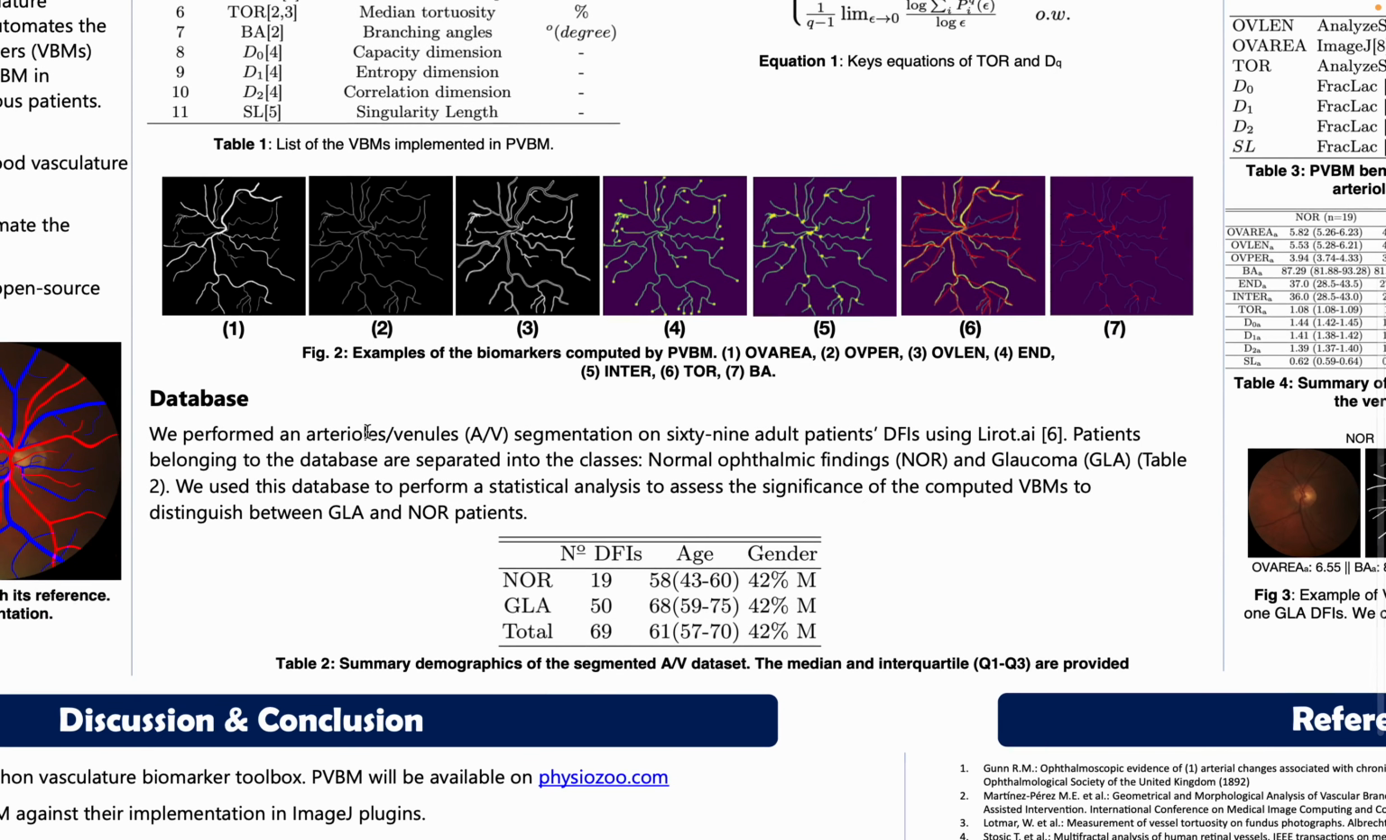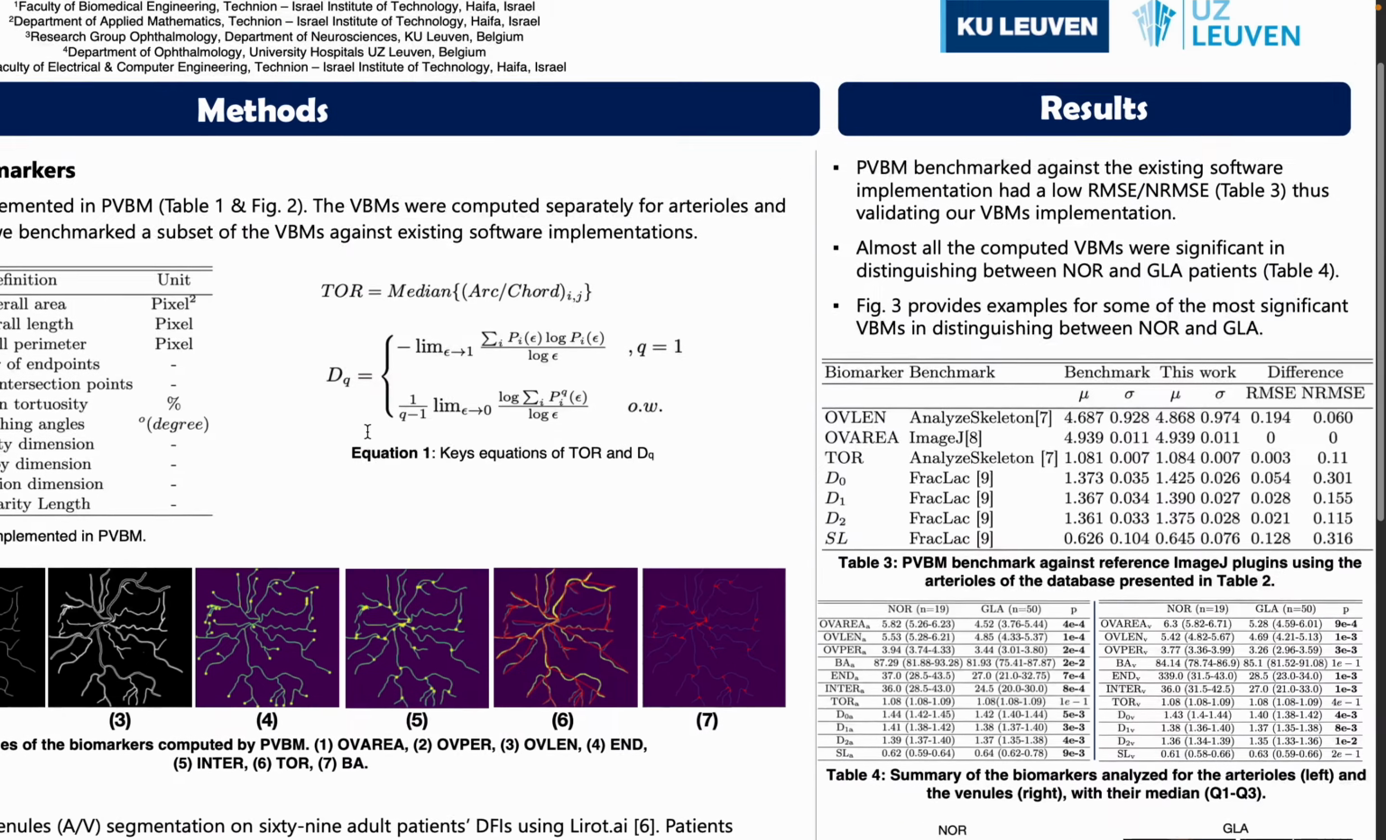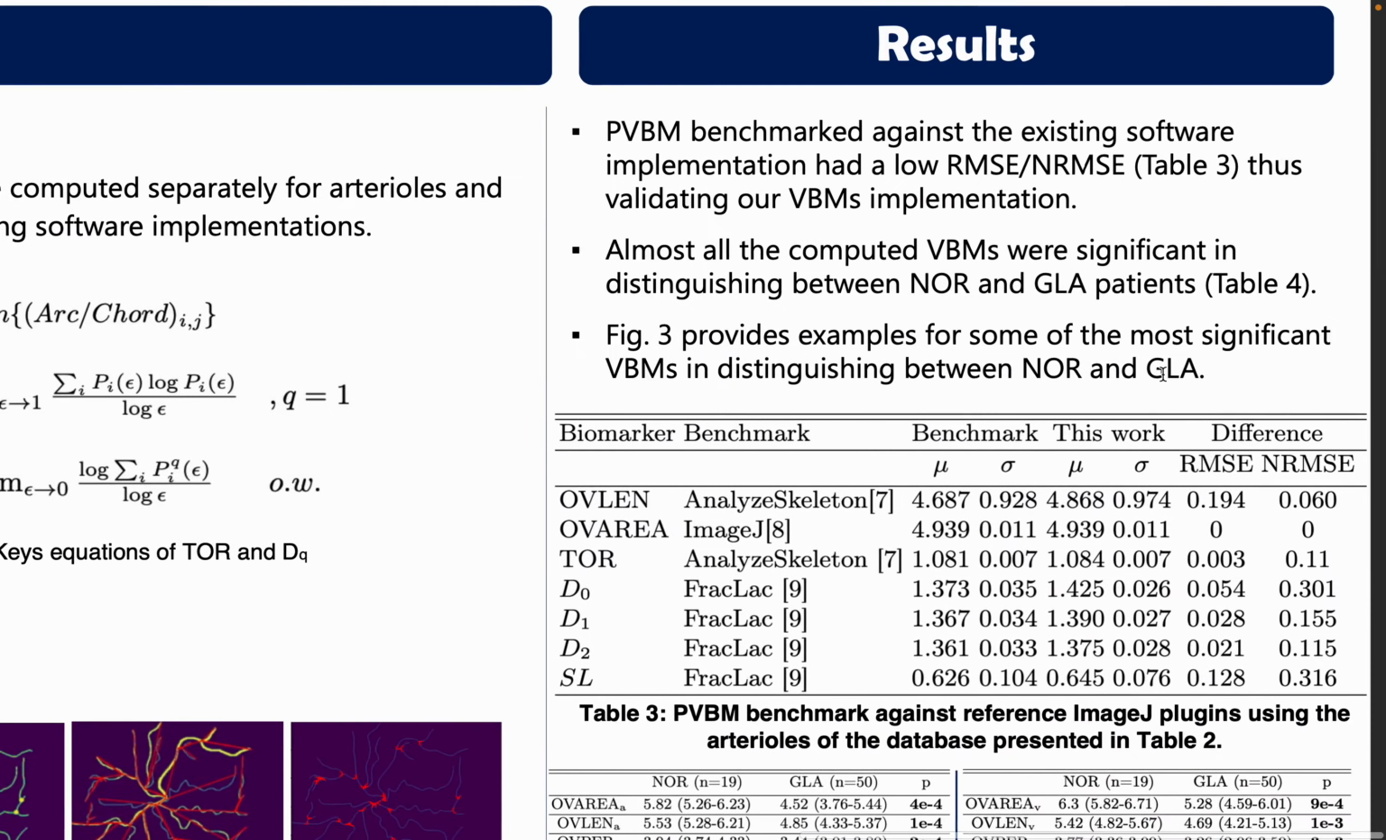We also use a database to perform glaucomatous versus non-glaucomatous statistical analysis of our biomarkers. This database was provided by the UZ Leuven Hospital in Belgium. It is composed of 69 patients, 50 with glaucoma and 19 without glaucoma. And let's go into the results part.